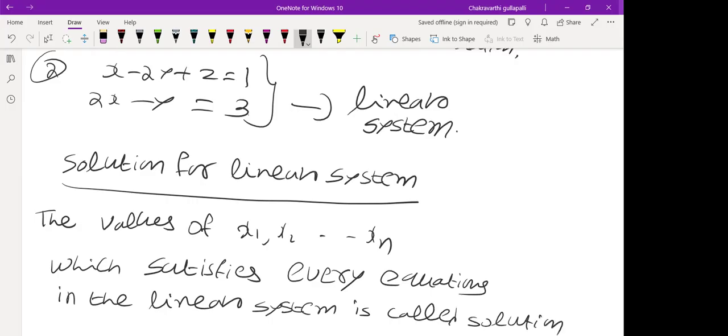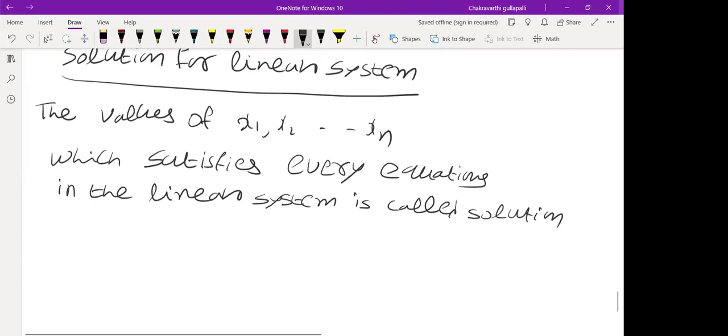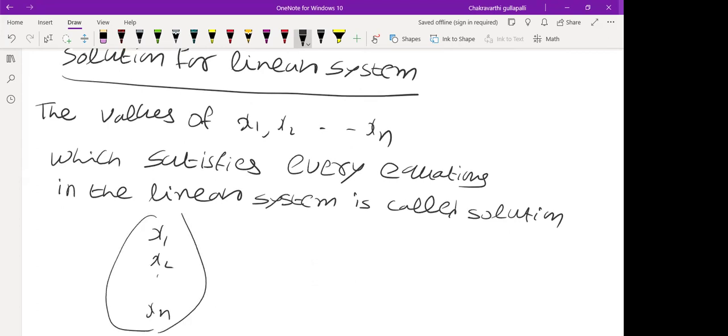Which will satisfy each and every equation. That is, when you give the values, if it satisfies all the equations, then it is called a solution. Generally, don't take x1 one solution, x2 one solution, like that. Together, this is called a solution. Together, the column together is called the solution for the linear system.